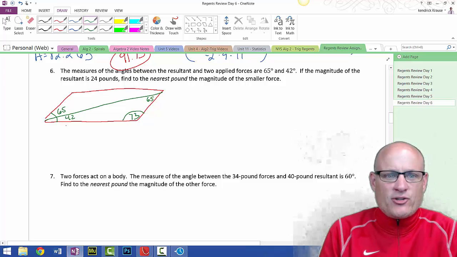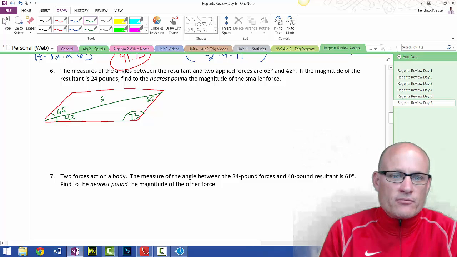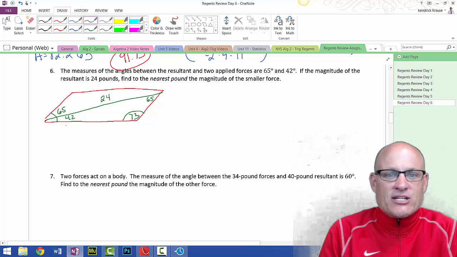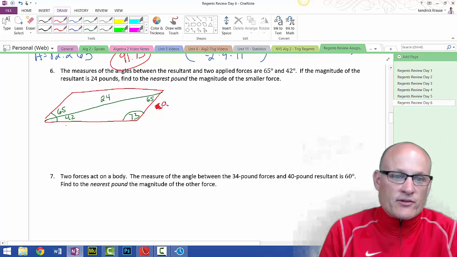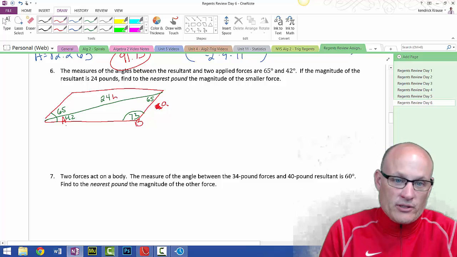Find, if the magnitude of the resultant is 24 pounds, we were given that. Find to the nearest pound the magnitude of the smaller force. So in this case, I'm looking for the smaller force, so I'm going to put an X here. Actually, we don't like X's. We're going to use A and B. So I'm looking for this. I'm going to make this A, so that makes this capital A. We'll make this capital B, and we'll make this little b.